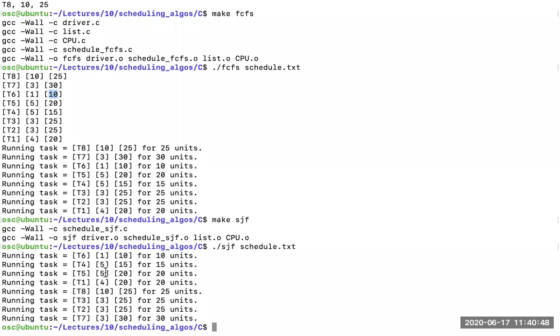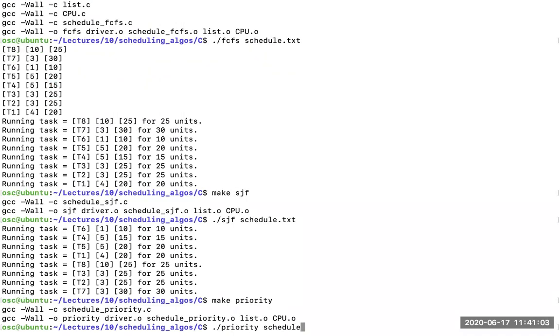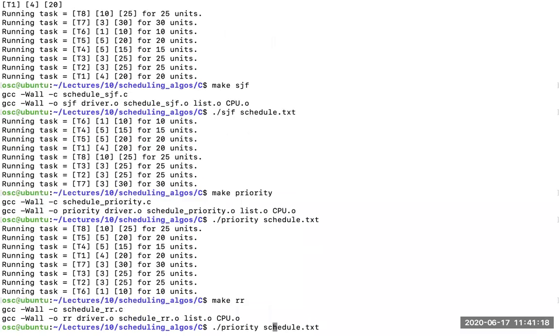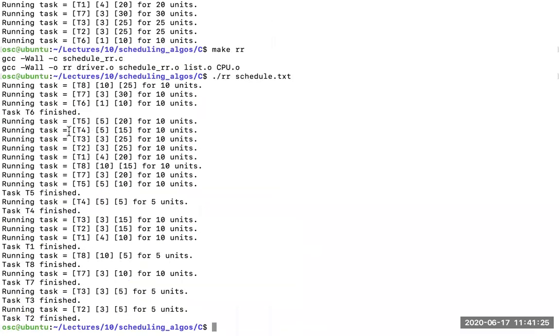So this is how the jobs are being executed. Then next we have priority. Let me pass in the value. So based on the priorities, they are actually executed. Then we have round robin, and similarly now round robin would give a better result. So this is how the tasks are allocated.